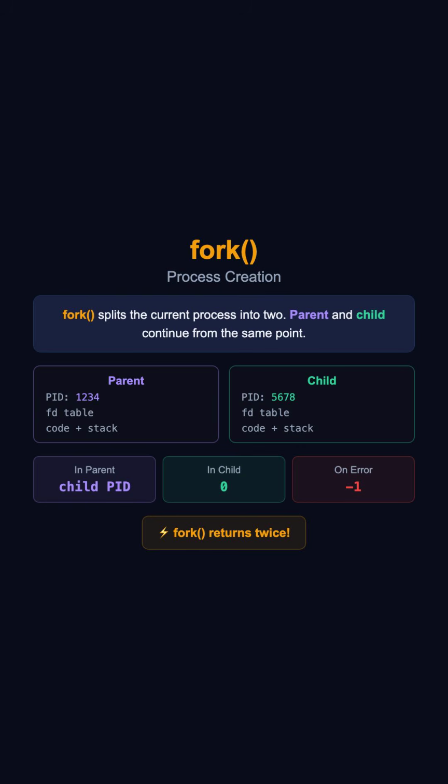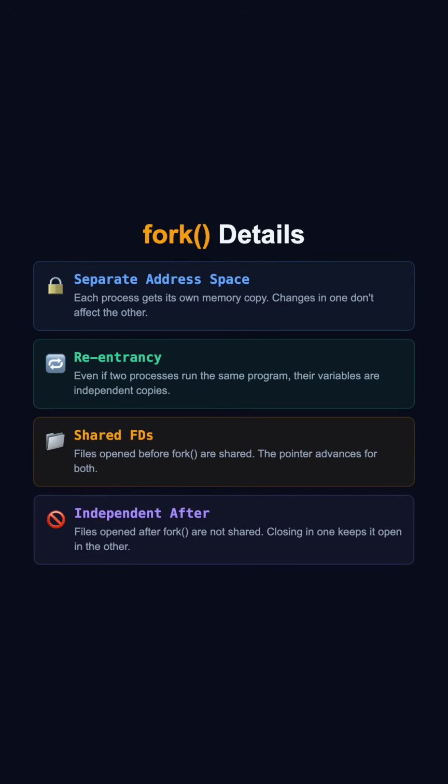After fork, each process has its own address space. Changes in one don't affect the other. Even if 2 processes run the same program, their variables are independent copies. This is called re-entrancy. Files opened before fork are shared, but files opened after are not.